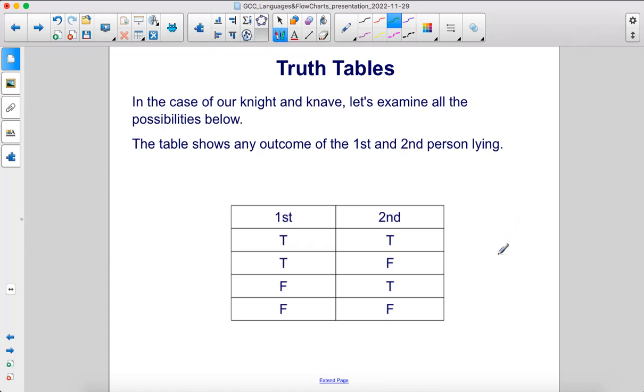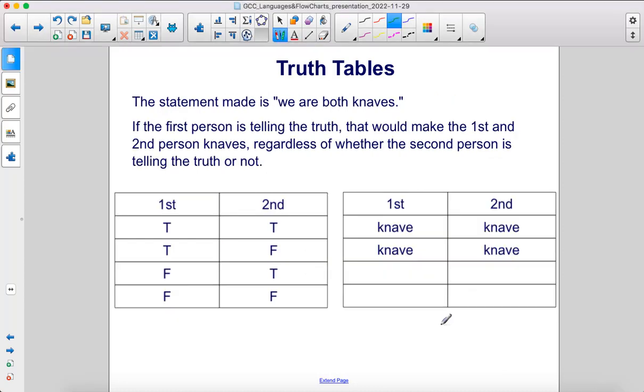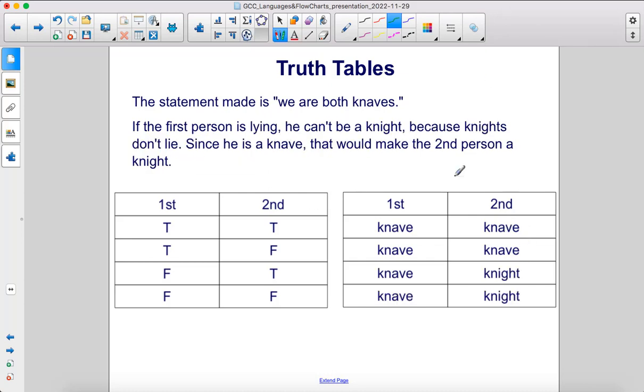The table shows any outcome of the first and second person lying. The statement made is "we are both knaves." If the first person is telling the truth, that would make the first and second person knaves, regardless of whether the second person is telling the truth or not. If the first person is lying, he can't be a knight because knights don't lie. Since he is a knave, that would make the second person a knight.